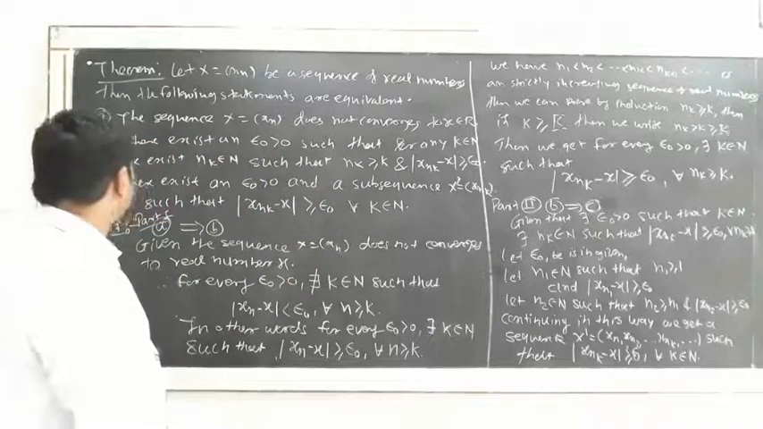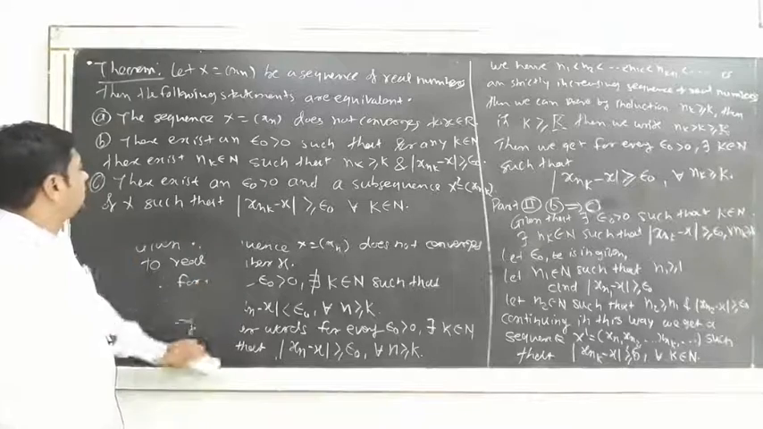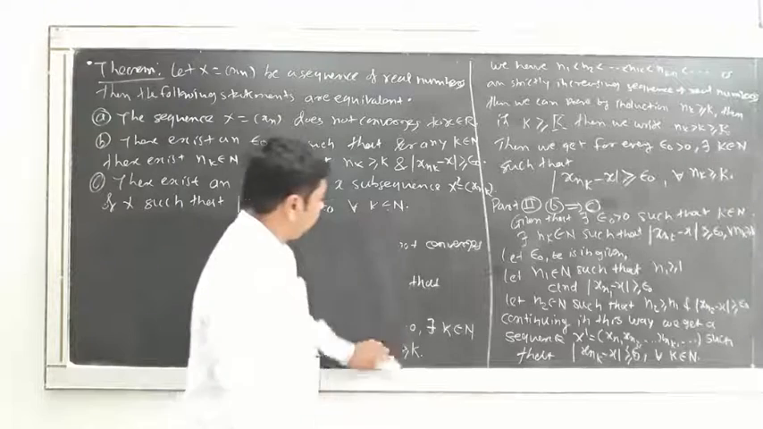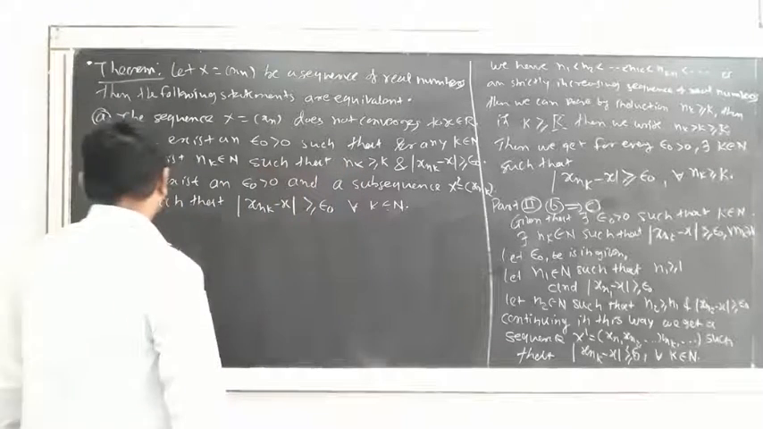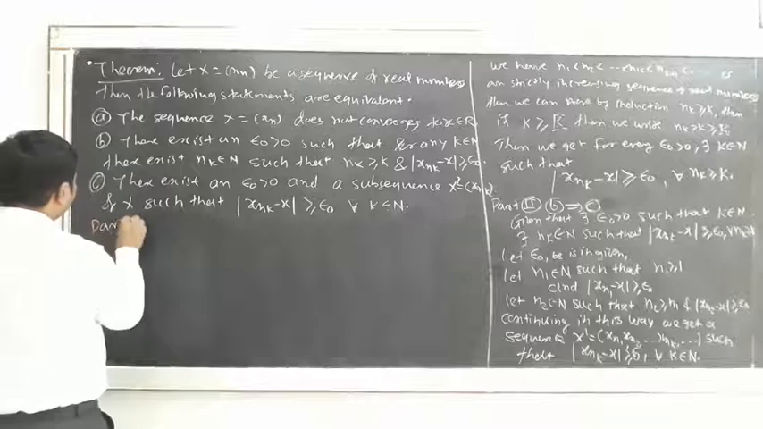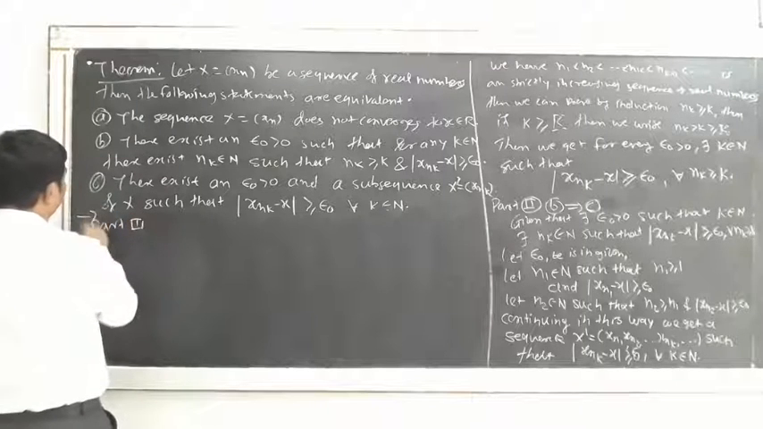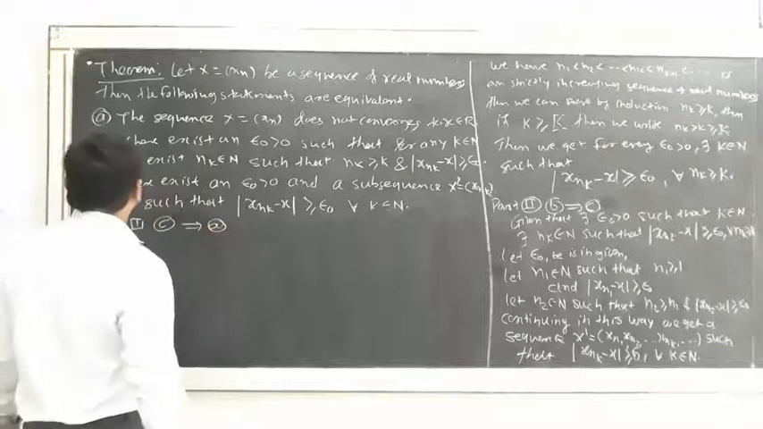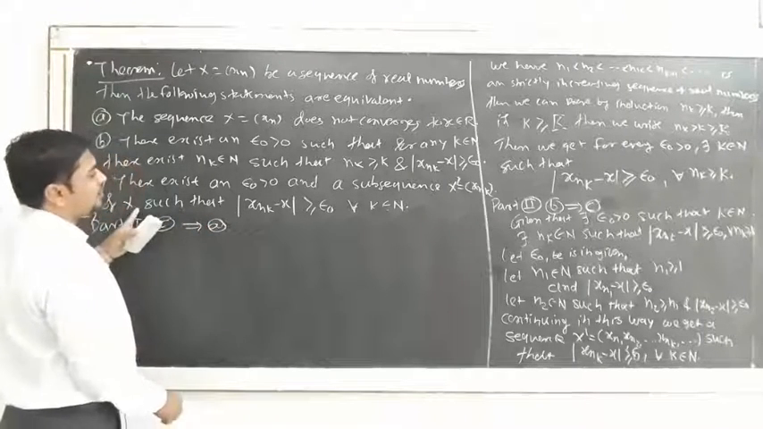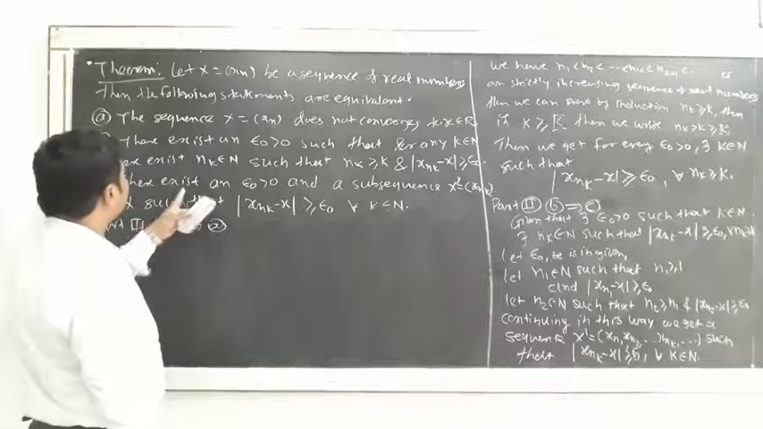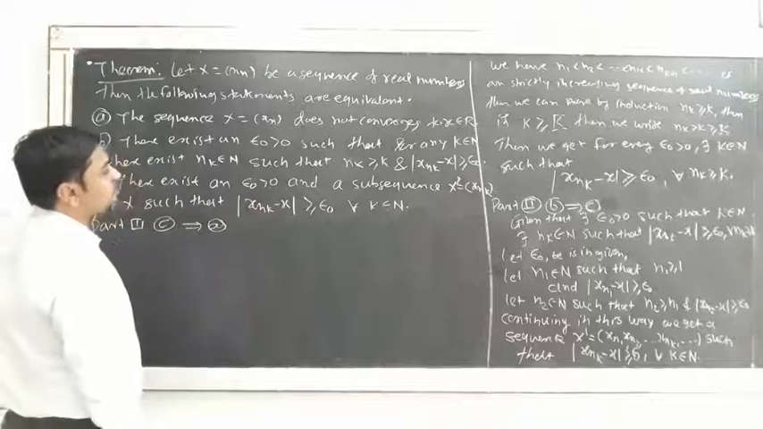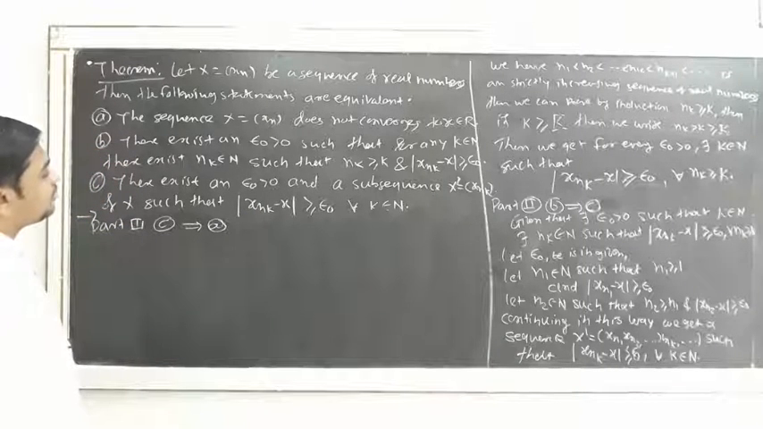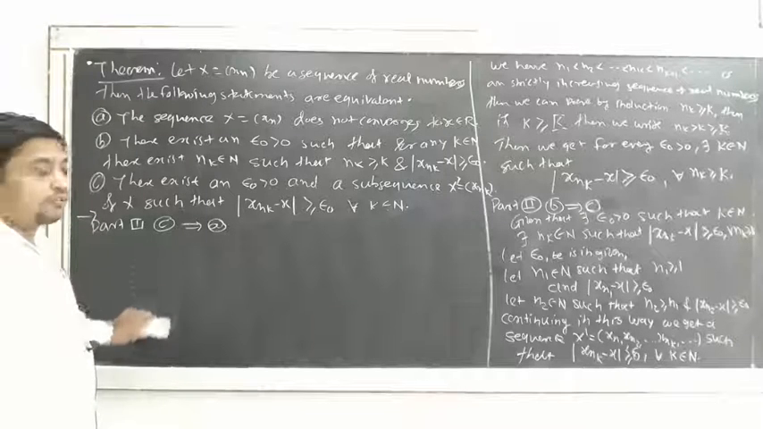Now what do we have to prove? Now we have to prove the part third. And what is part third? C implies A. We have to prove now C implies A. So we go for part 3. What is given in the C part? That there exists an epsilon 0 greater than 0 and a subsequence xnk of x such that mod of xnk minus x is greater than or equal to epsilon 0.